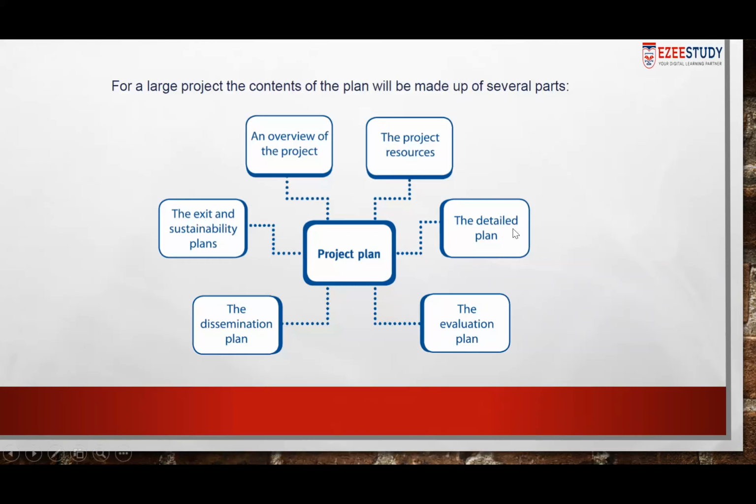Then the detailed plan. When we talk about the detailed plan, it's actually the whole schedule of activities involved in this project, the timelines, the responsibilities of individuals, who is responsible for what, which tasks should be done first and which will follow, and the sequence. In this particular area, Gantt charts are also used.